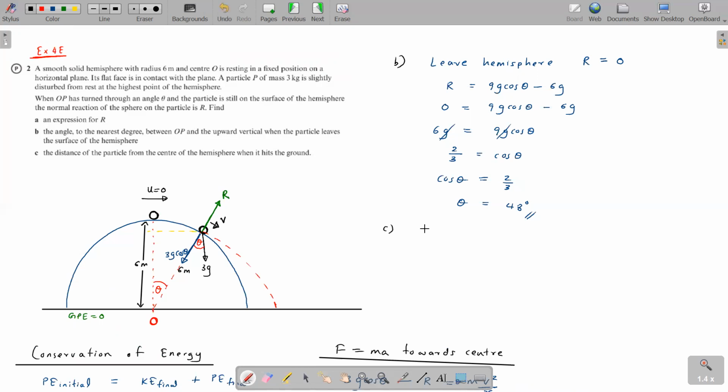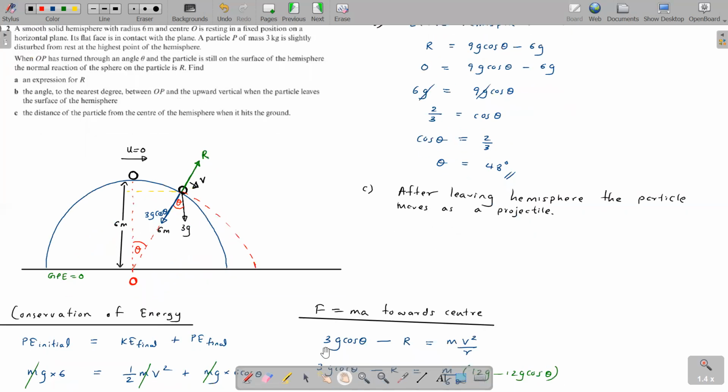After leaving the hemisphere, the particle moves as a projectile. Okay, so after leaving the hemisphere, your particle moves as a projectile. All right, so how does it go?